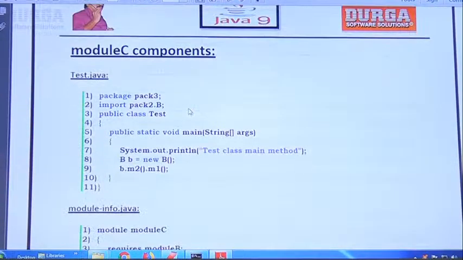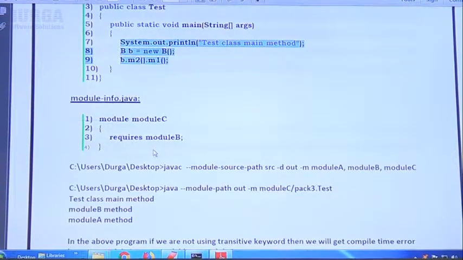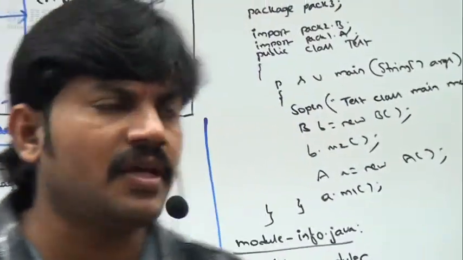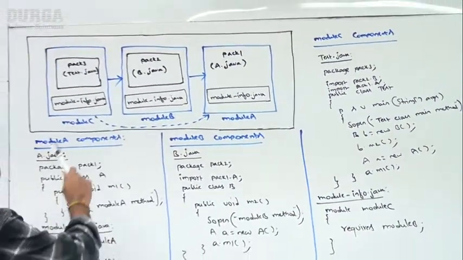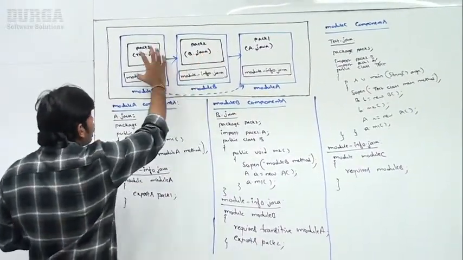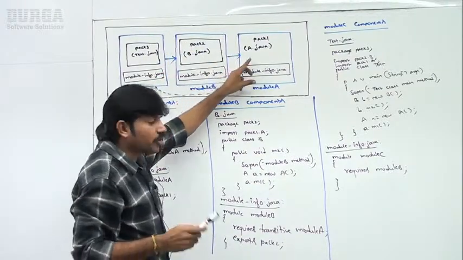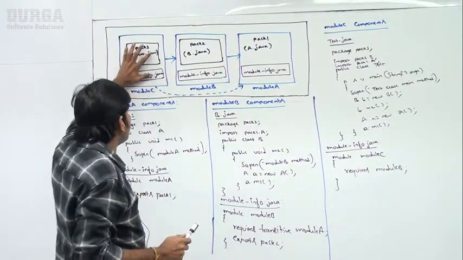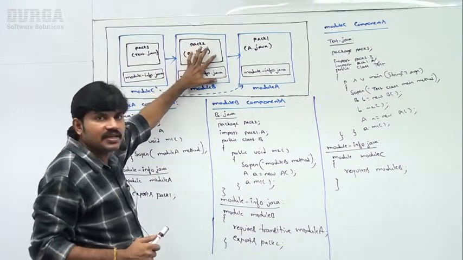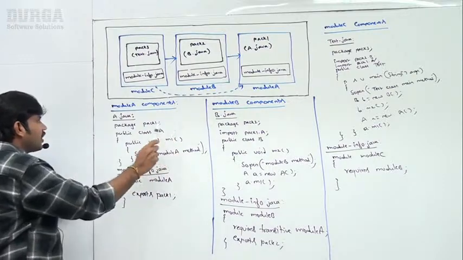Okay, so now the module C components, right? Now here take very special care, sir. Observe a bit carefully. Here the same thing: module C, module B, module A. Module C requires module B, requires module A. Suppose module C wants to use A functionality, compulsorily here we have to implement transitive. Remember that. Observe a bit carefully, sir.